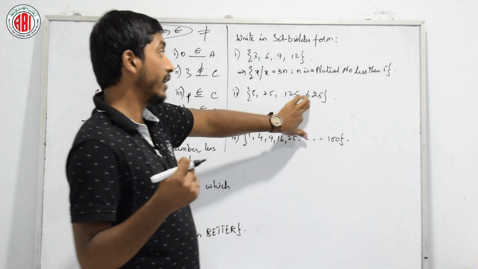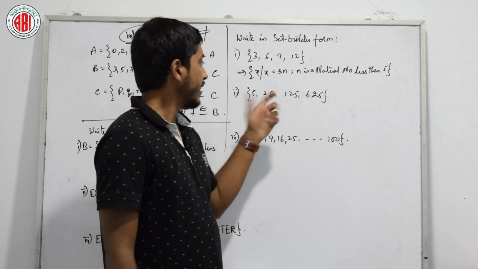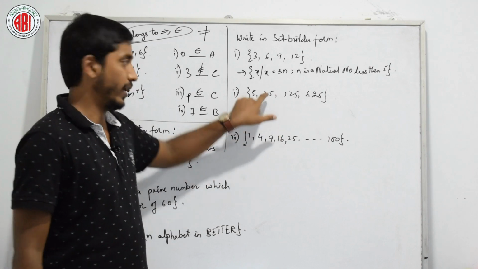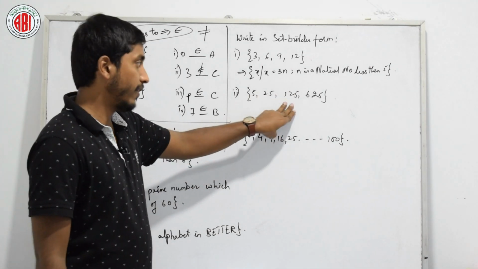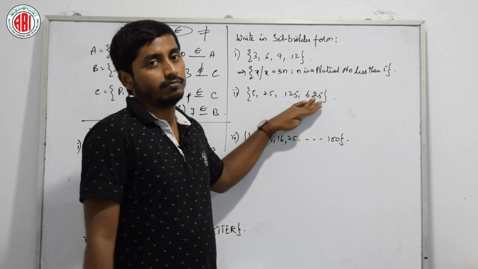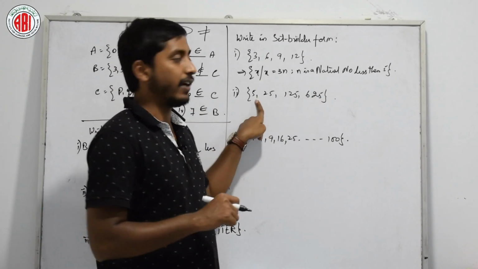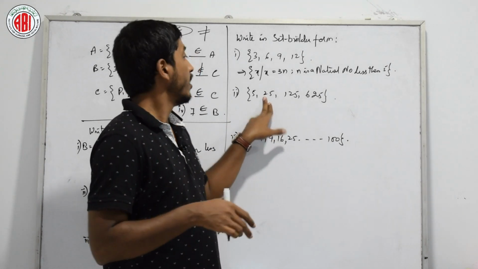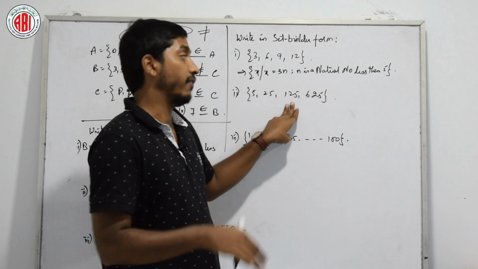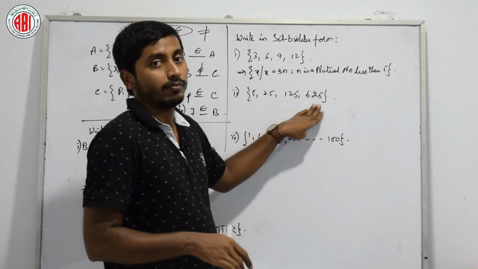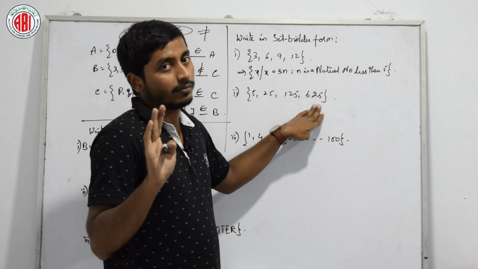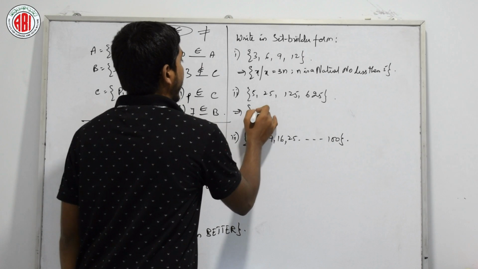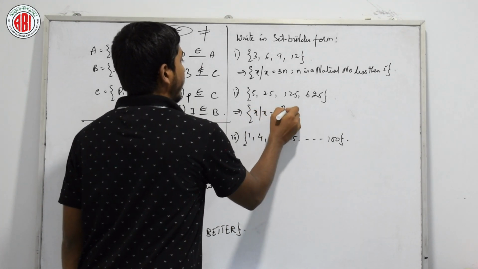5, 25, 125, 625. Right? Is there any common connection between these? You can verify. 5 5s are 25, 25 5s are 125, 125 5s are 625. Once again, 5 power 1 is 5. 5 square, that is 25, that is 5 into 5. 5 cube, that is 5 into 5 into 5, 125. Again 5 power 4, 5 into 5 into 5 into 5. Right? That is 625. Therefore, I can write it as x such that x is equal to 5 power n.